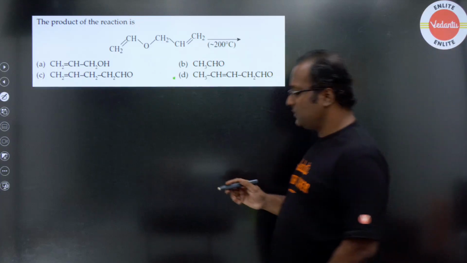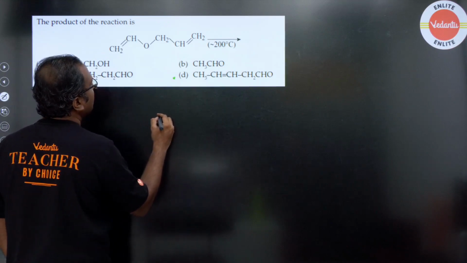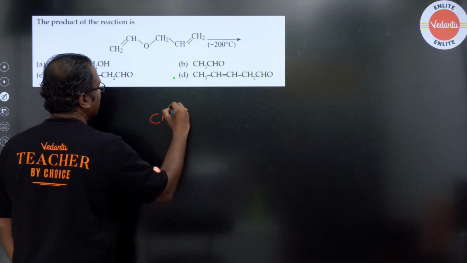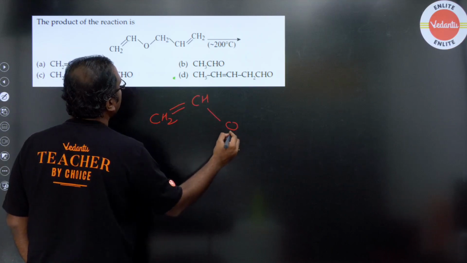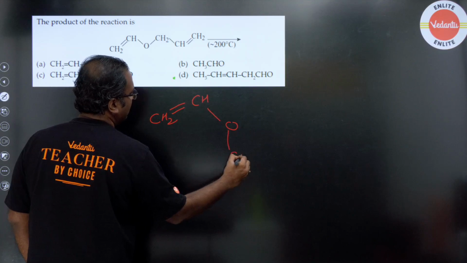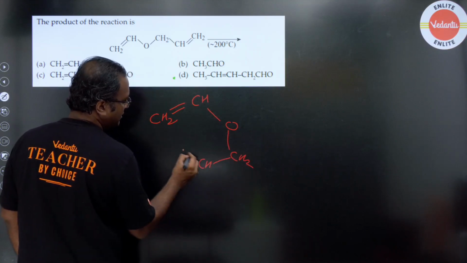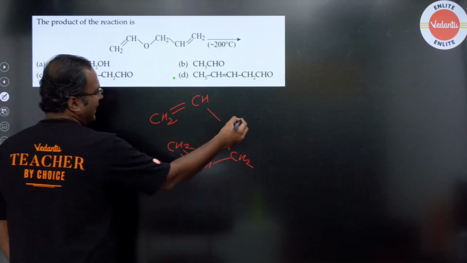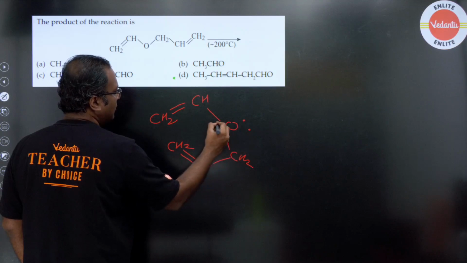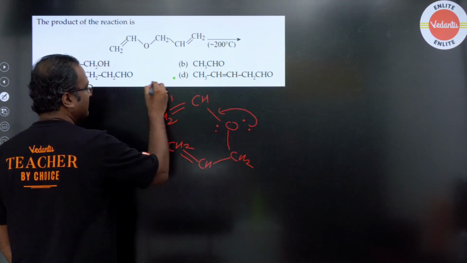It is a Claisen rearrangement question, guys. We start working from this oxygen. CH2 double bond CH single bond O. Then you have your CH2, CH double bond CH2. Okay? So what happens here is this lone pair of oxygen initiates the reaction like this.